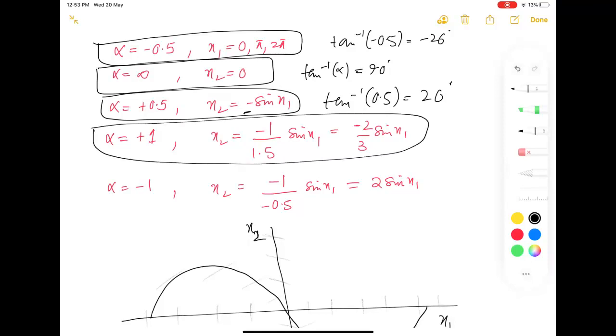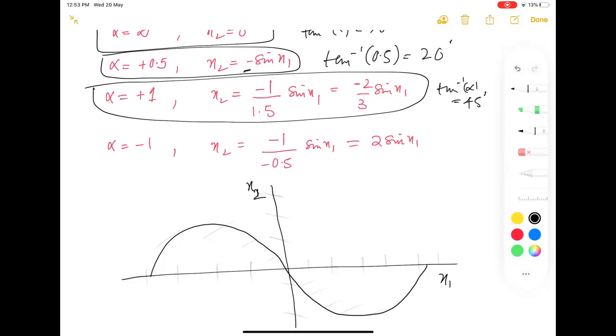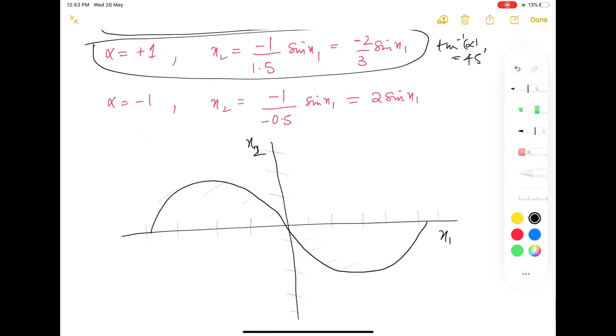And then we have alpha is equal to plus 1 line, which is an angle of tan inverse alpha, which means an angle of 45 degrees. So this is going to be minus 2 by 3 sine x1. So again the same one, sine with a reduced amplitude. With a reduced amplitude, 2 by 3 means roughly 66% of this. So let us assume that we are drawing it like this one, the smaller curve here. And this smaller curve is going to be cut at 45 degrees. So you have this 45 degree cut here for the smaller curve, right? So this is the 45 degree cut.